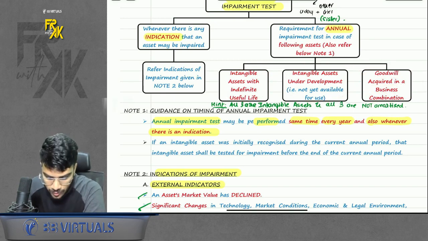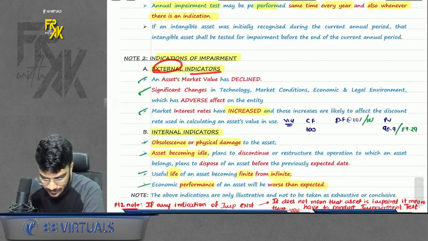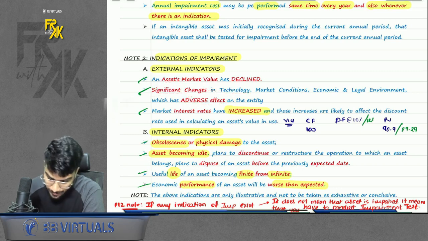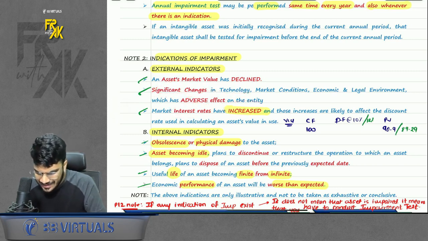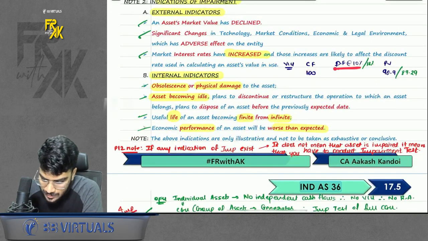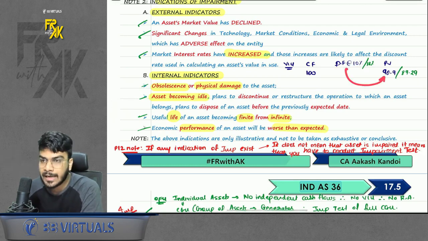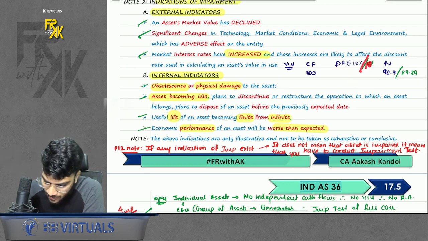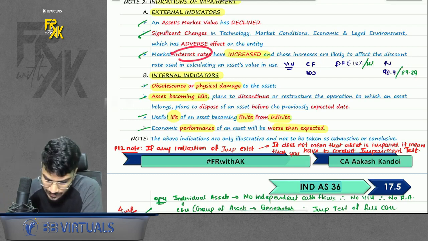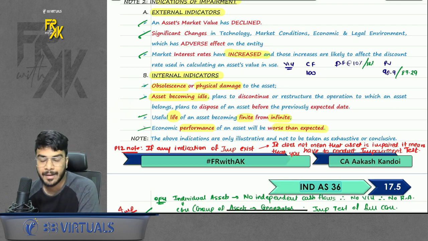For all other assets, you will do the impairment test only when there is an indication. Indication can be of 2 types: external indicators and internal indicators. Some examples of external indicators given here: the asset's market value has declined, significant changes in technology having an adverse effect, or interest rates have increased. Sir, how does an increase in interest rate become an indication of impairment? See, for example, you had a cash flow of 100. If your discounting factor was 10, your present value would have come to 90.9. But as soon as you increase your discount rate, your present value will reduce, because an increase in discount rate has an inverse effect on the present value. So that is why an increase in interest rate can be an indication of impairment.